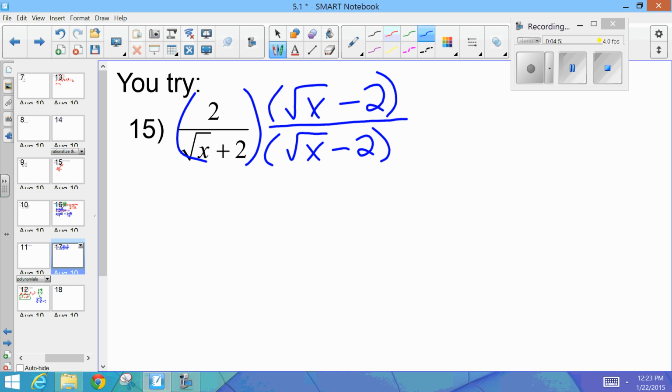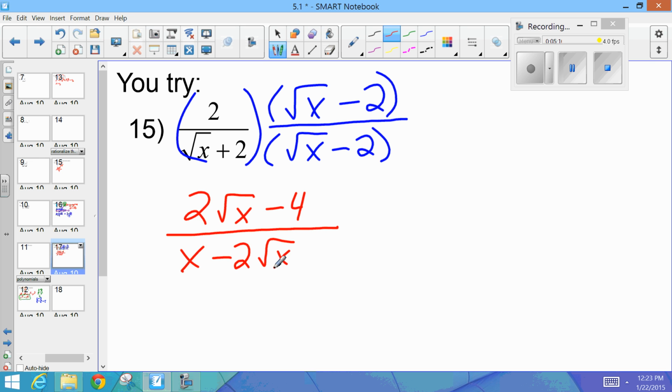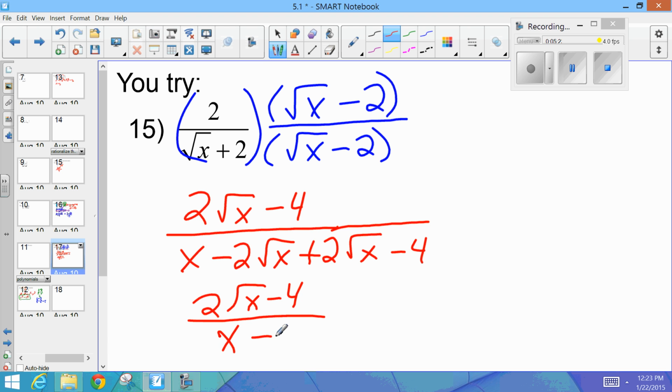Up top I am distributing, so I've got 2 times square root of x, and then 2 times negative 2. On the bottom, I'm FOILing. First times first is x. Outer times outer is negative 2 square root of x. Inner times inner is positive 2 square root of x. And last times last is negative 4. So it's 2 square root of x minus 4 over x minus 4. And that one cannot be simplified, so that's the answer. All right, that's it.